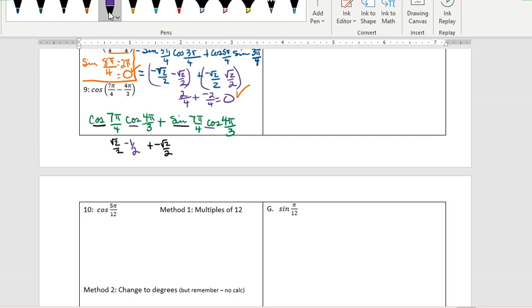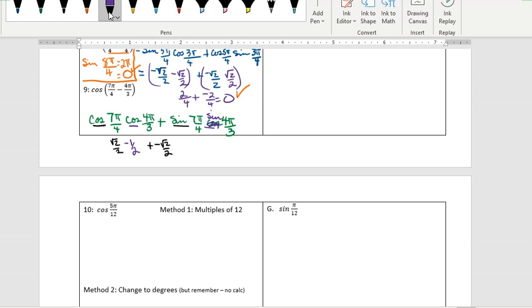I made a mistake here. It should be cosine, cosine, sine, sine. So fix this. It should say sine, sine. You were like, wait a minute, what are you doing wrong? Okay, sine of 4 pi over 3. I caught it because I was doing the same thing. I'm kind of glad I was.